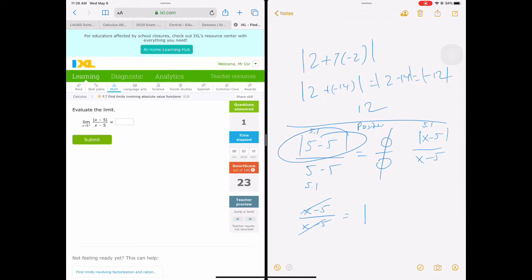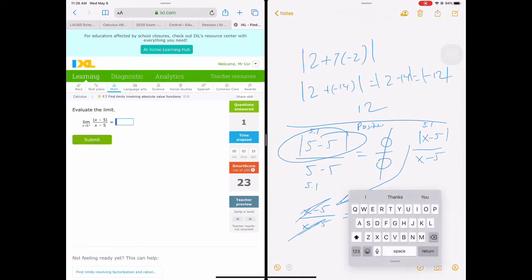So we could write this like we did on our fraction where we took off the absolute value sign. That absolute value sign can be dropped because our 5.1 on the right side was going to be positive. So we can write it as x minus 5 over x minus 5. Now these can be divided because there's no more absolute value sign.